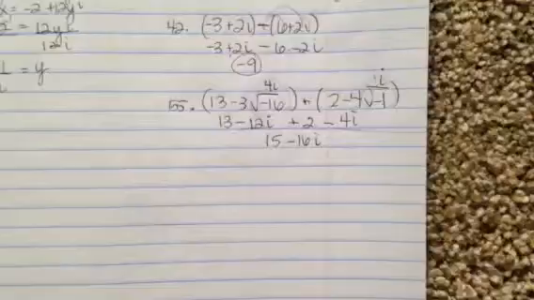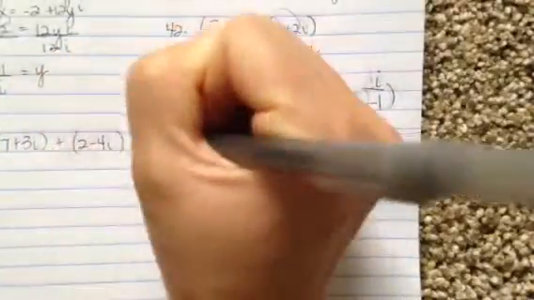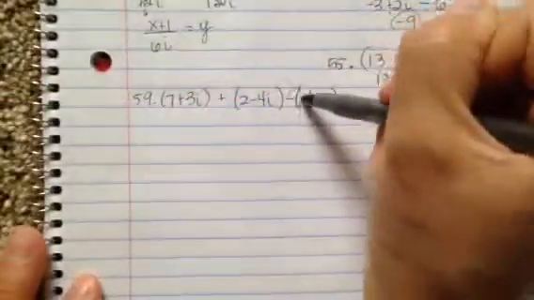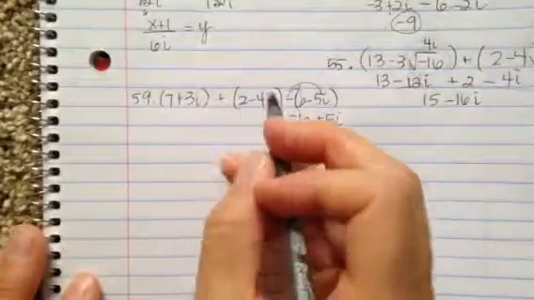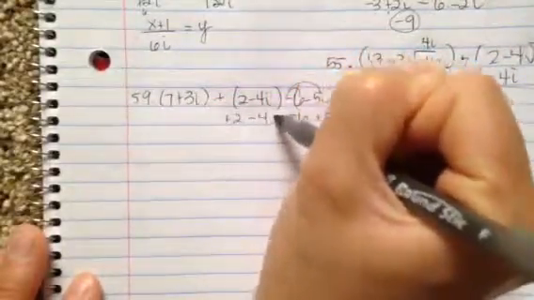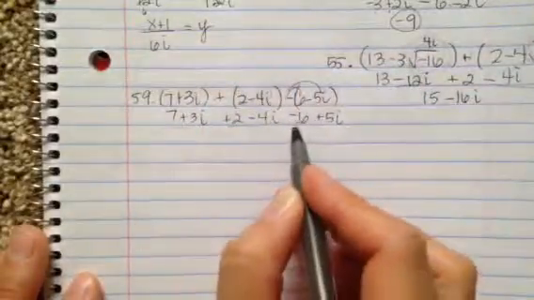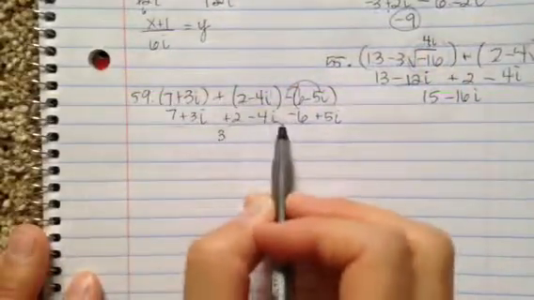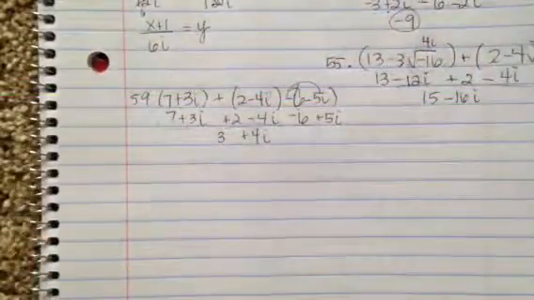So for like 59, we have 7 plus 3i plus 2 minus 4i minus 6 minus 5i. So really just this negative gets distributed. So we have negative 6 plus 5i. Plus doesn't change anything, so it's just plus 2 minus 4i. 7 plus 3i. So we just combine like terms. So 7 plus 2 is 9. Minus 6 is 3. And then all the i's. 3 minus 4 is negative 1. Plus 5 is positive 4i. And that's it.